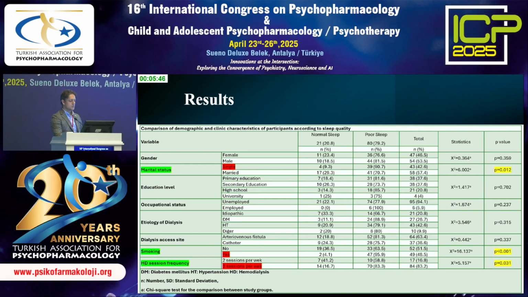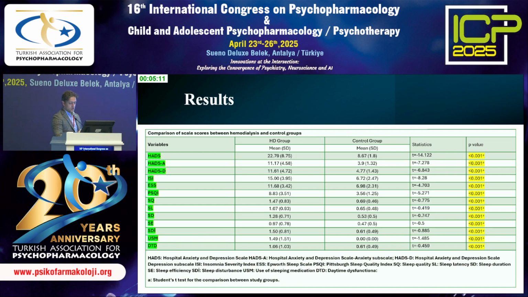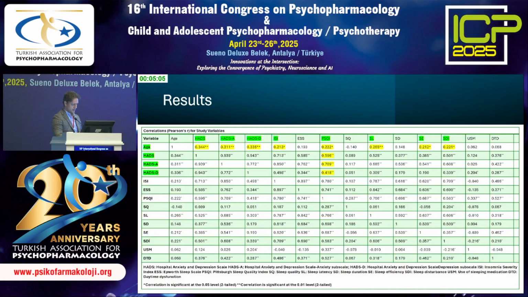As a result of our study, we can talk about sociodemographic and clinical characteristics. When we consider these, marital status actually has an effect on sleep quality for single people. And smoking and HD session frequency is also another factor contributing to sleep quality. When we look at the comparison of scale scores between hemodialysis and control groups, there is a statistically significant difference.